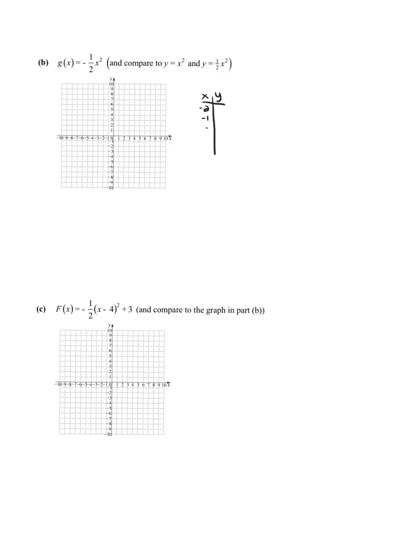So negative 2, negative 1, 0, 1, 2. Negative 2 squared is 4. Negative 1 squared is 1. 0 squared, 1 squared, 2 squared.